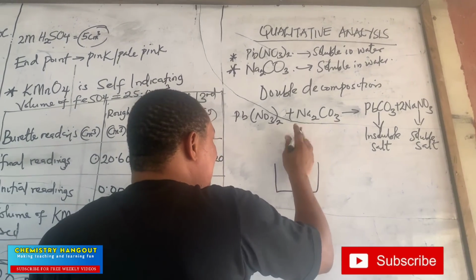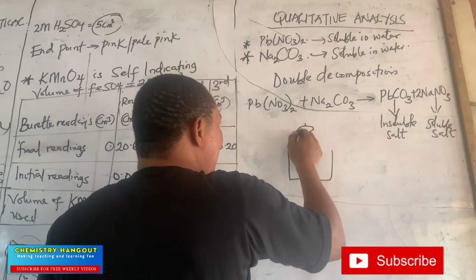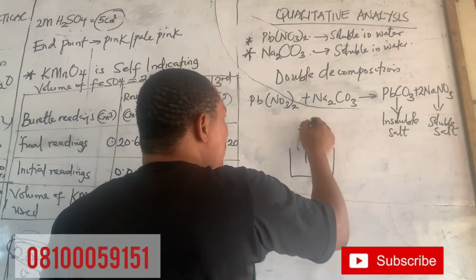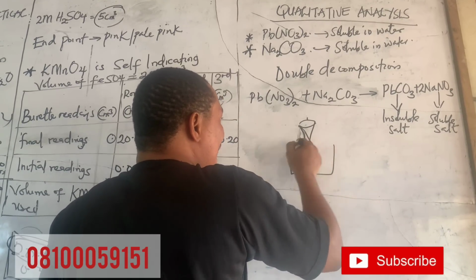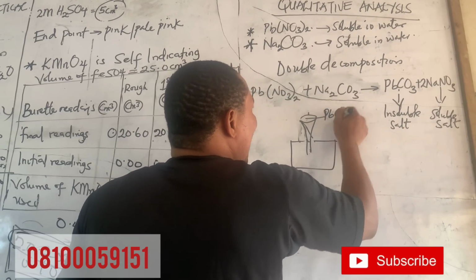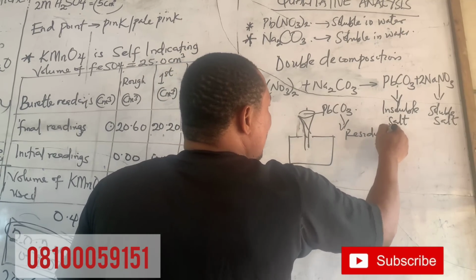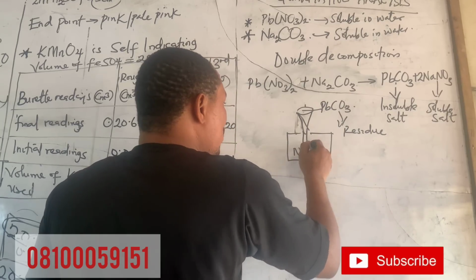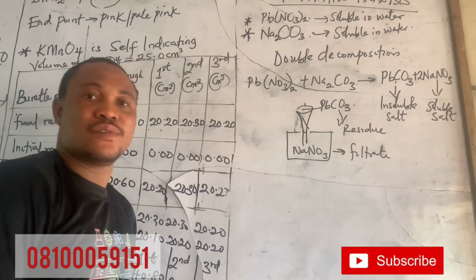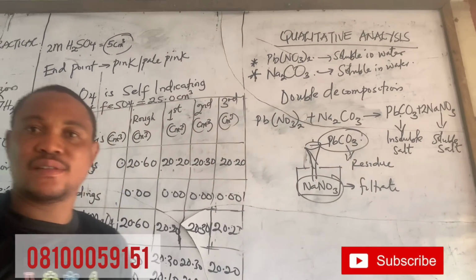So if I have something like this, just an example, I have my filter paper like this. You get that now? If I pour this on a filter paper, I will have the lead carbonate as the residue, and I will have my sodium nitrate as the filtrate. Do you see that now? So what we are testing for will be this and this. I want to believe this is clear.